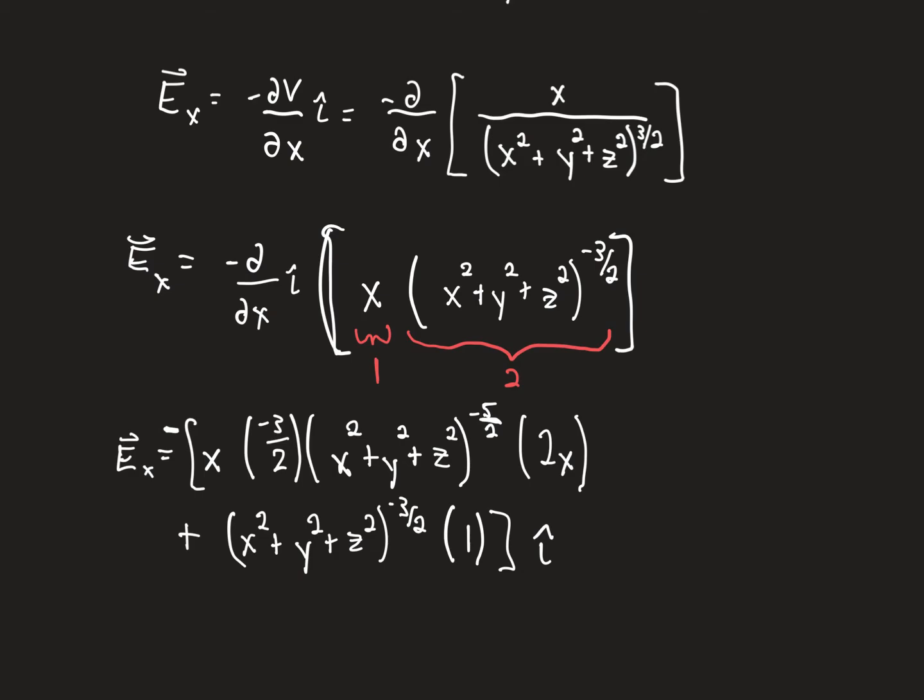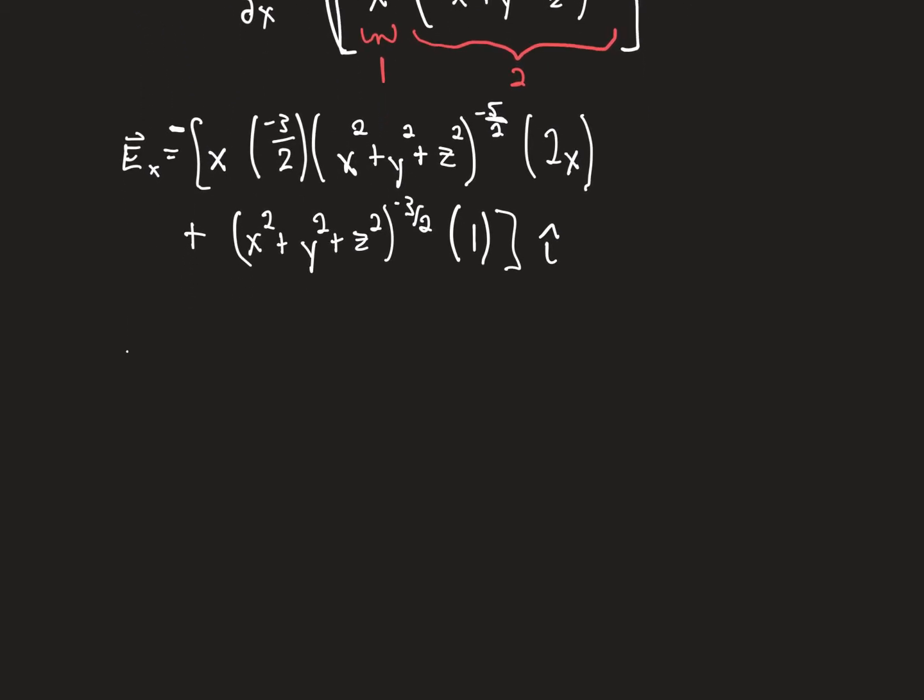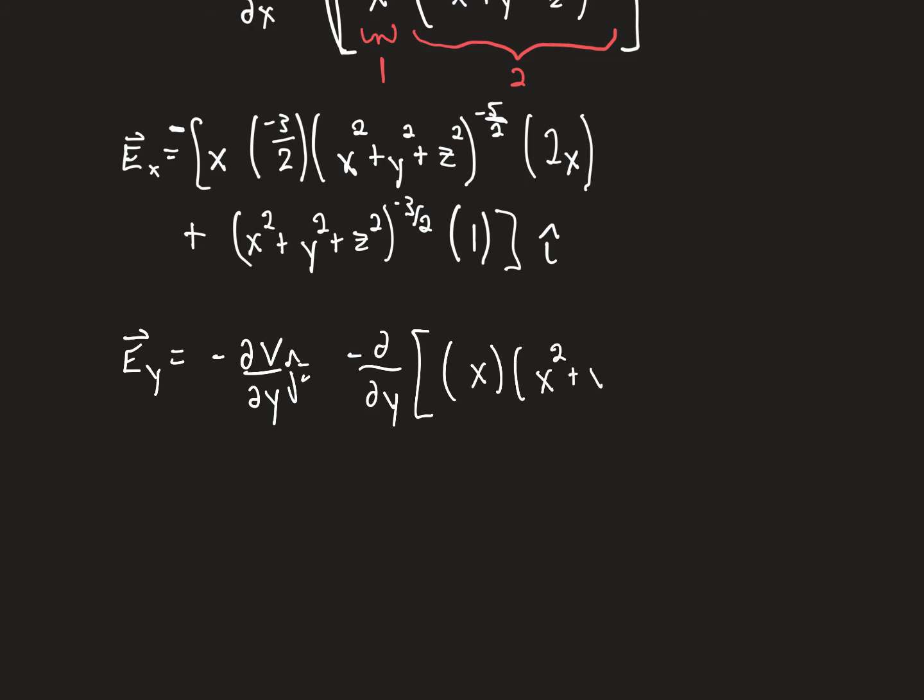All right, that's Ex. Let's find Ey. Do we just leave it like that? Sure. Ey is negative derivative of V with respect to y. So let's take negative d/dy of, and we'll include that j hat, of x times x squared plus y squared plus z squared to the negative 3/2.